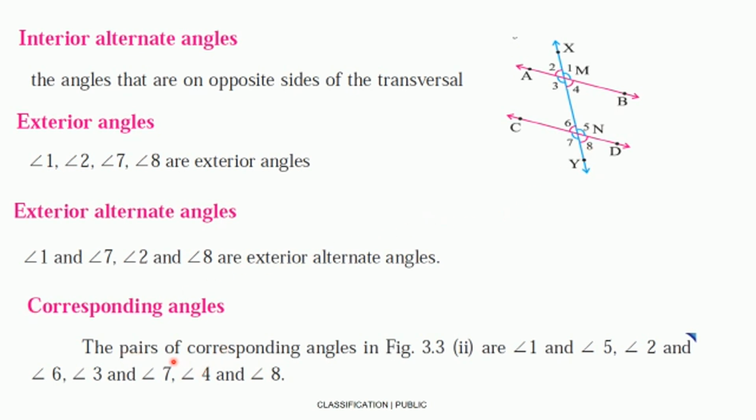The pairs of corresponding angles are, here you see, you take this AB line, AB above is angle 1 and CD above is angle 5. So angle 1 and angle 5 are corresponding angles. And here also angle 2 and angle 6 are corresponding angles. Likewise, here you see 3 and 7, and 4 and 8 are corresponding angles. Okay, clear?